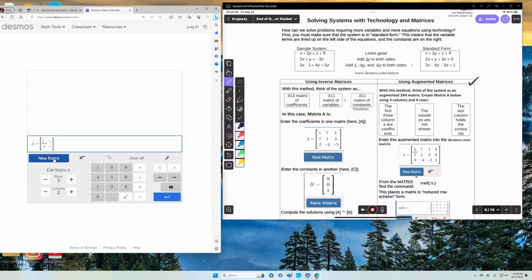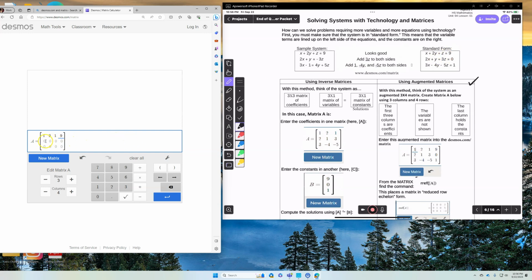desmos.com/matrix, type in the new matrix, and you notice that we have 1, 2, 3 rows. So we have 3 rows and then 4 columns. Now you notice that the first coefficient is 1, so you type in 1. The second coefficient is 2, so you type in 2. And the third coefficient is 1. And then the last number is 9. 9 represents the answer for this equation.